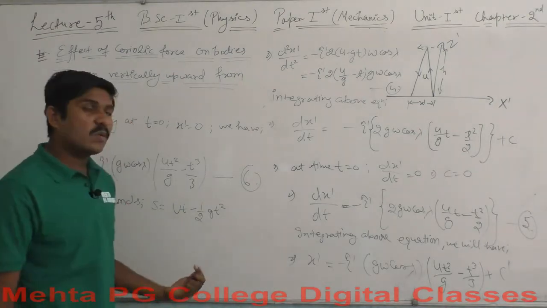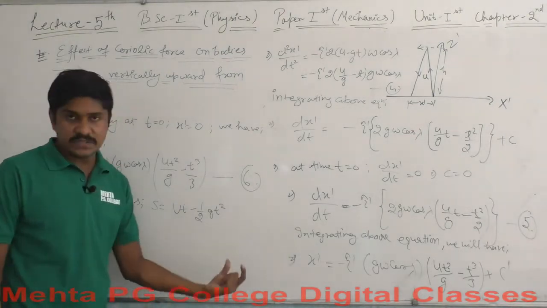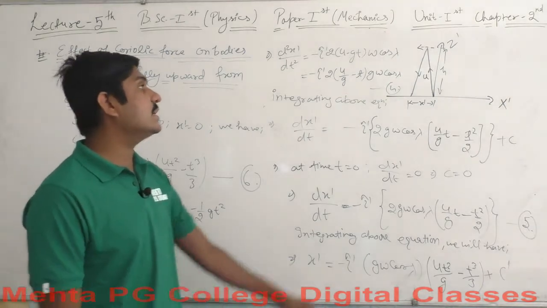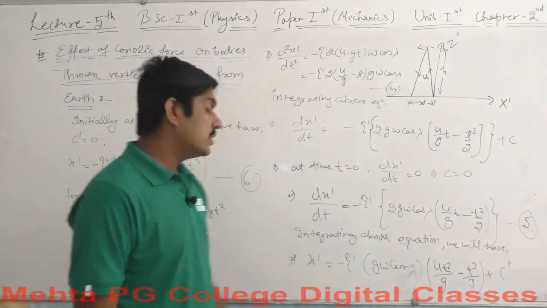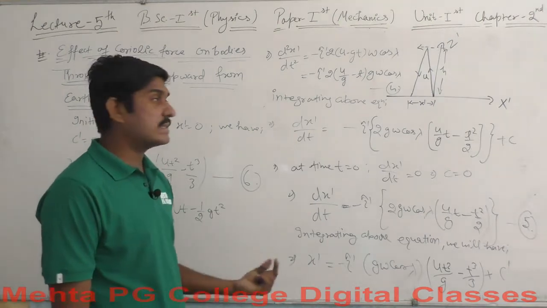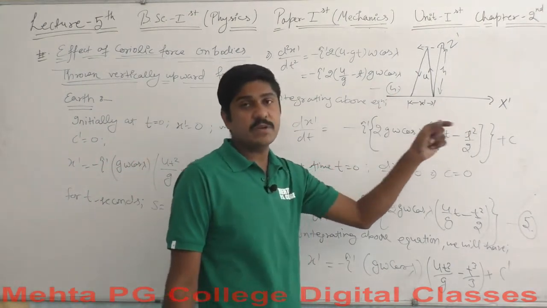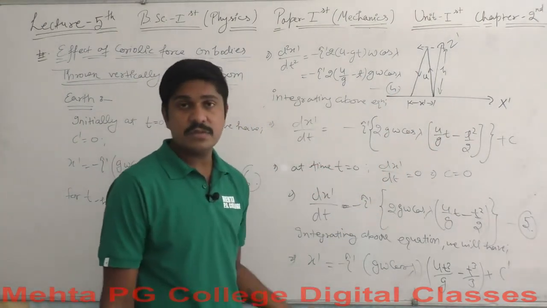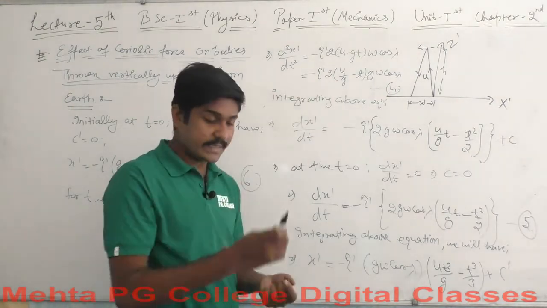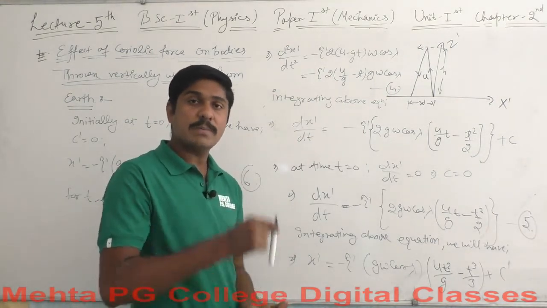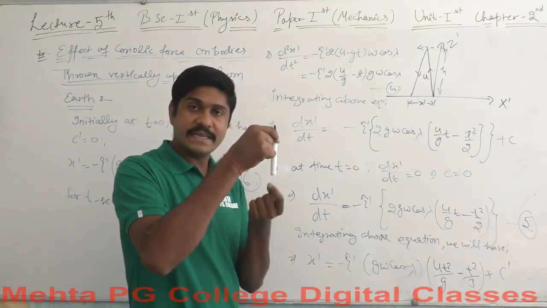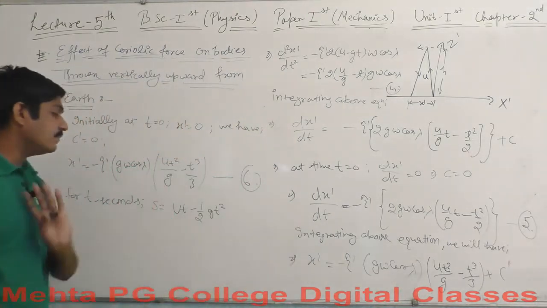Well, the actual formula was ut plus half gt square, but the time t has been taken towards the downward force. So the gravity will exert a negative force here, because the gravity will try to pull back. Okay, we are throwing the thing upward. Let's say this is the object here. We are throwing the particle upward, but gravity is acting in the negative direction. So that's why it has been taken negative here.